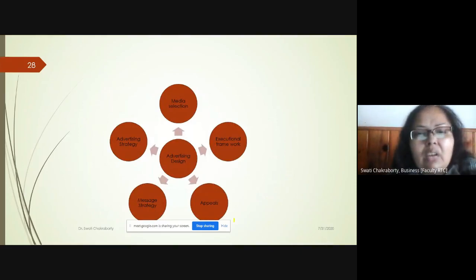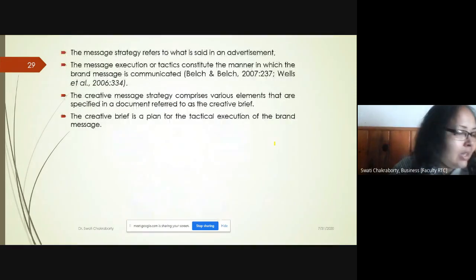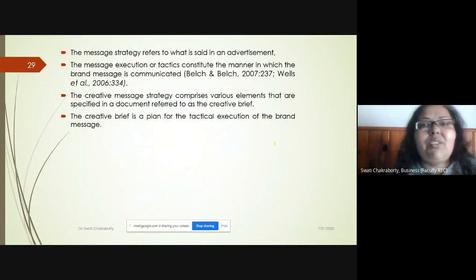Okay, so advertising design, when we talk of that, you need a proper media selection. There has to be a time frame within which it can be executed. It should appeal to the customers. There has to be a message strategy, and there has to be a proper advertising strategy. Now the message strategy refers to what is said in that advertisement. Message execution or tactics talk about the manner in which that broad message is communicated.